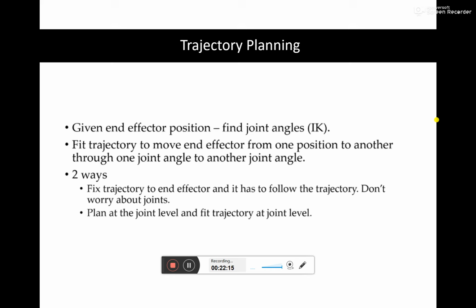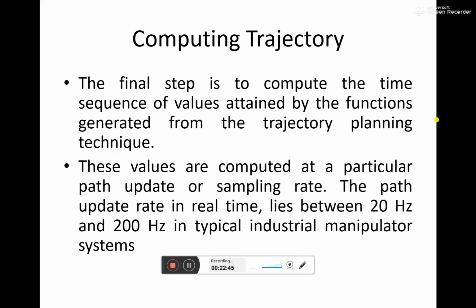Then we have to fix a trajectory to the end effector. That we can do in two ways. That is fixing the trajectory to the end effector, and it has to follow the trajectory. Don't worry about the joints always. First, fix the trajectory. You just assume that we are fixing the trajectory at the end effector, and then plan at the joint level, that is, each joint tries to fit the trajectory at each joint, and after that, computing the trajectory.